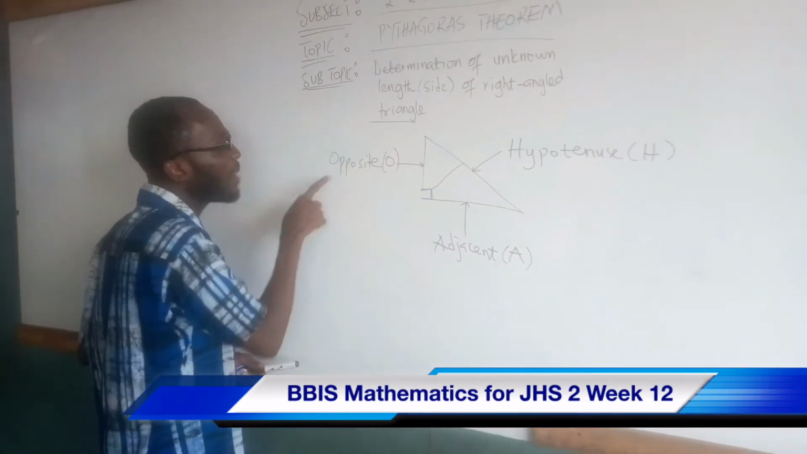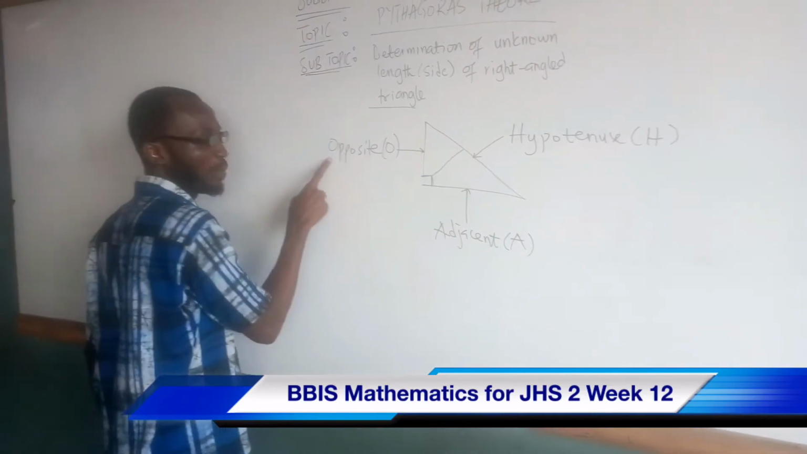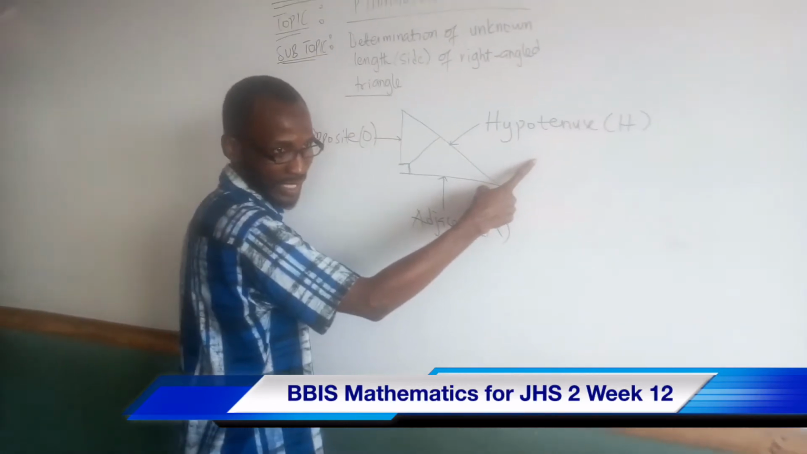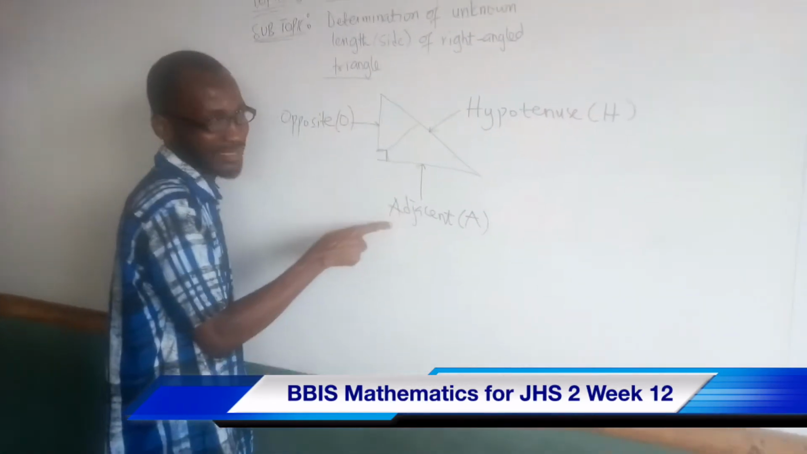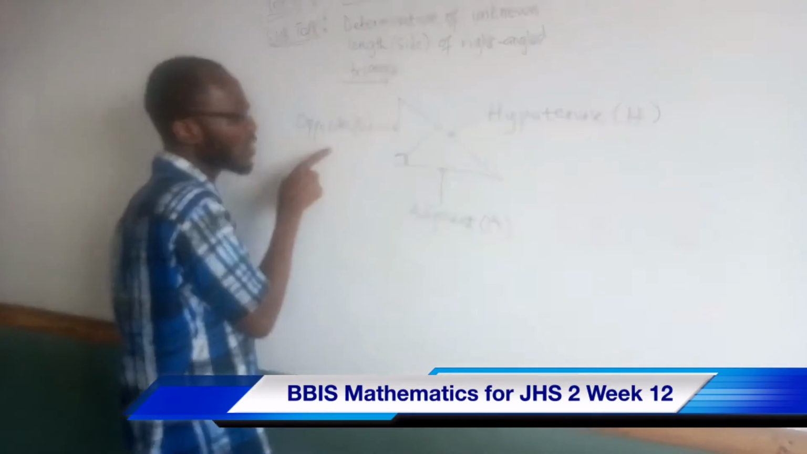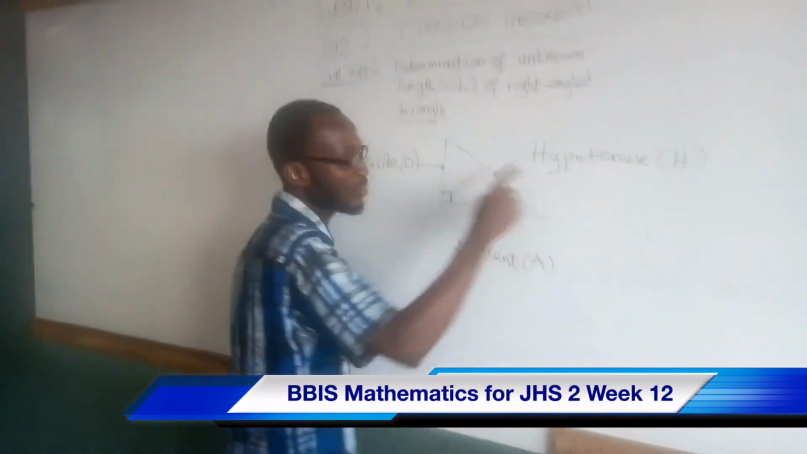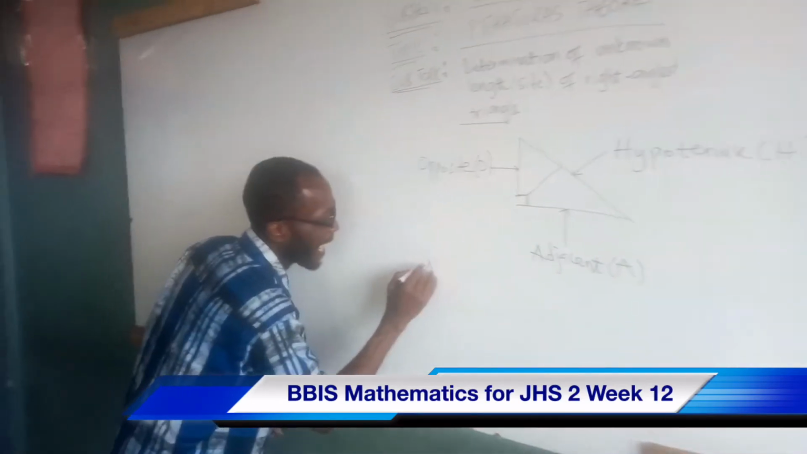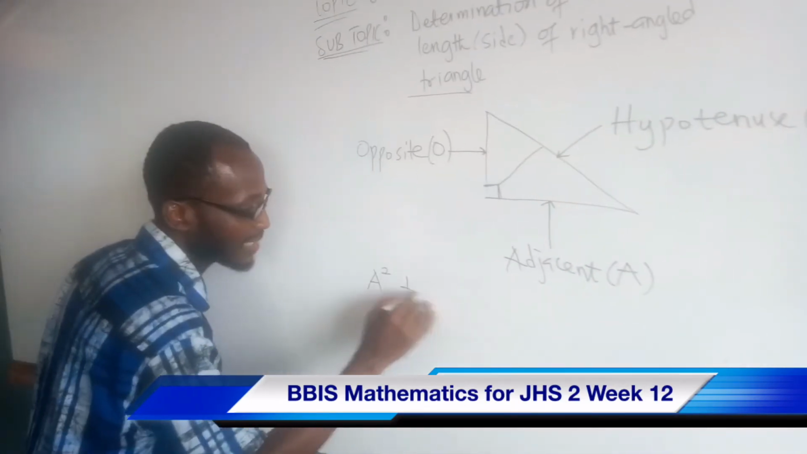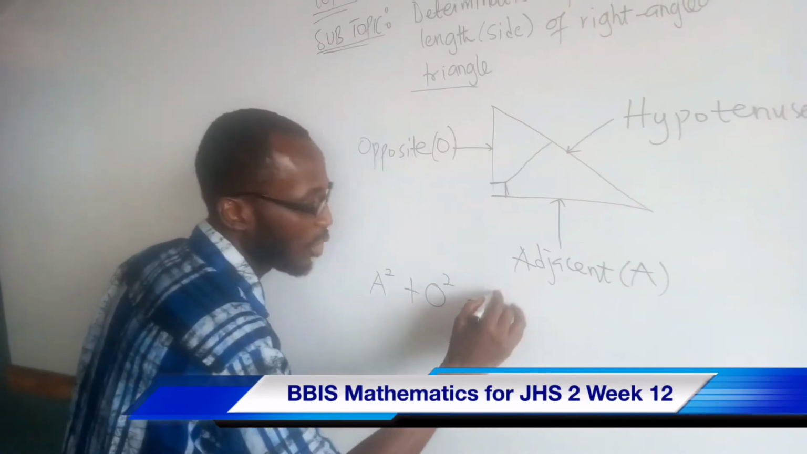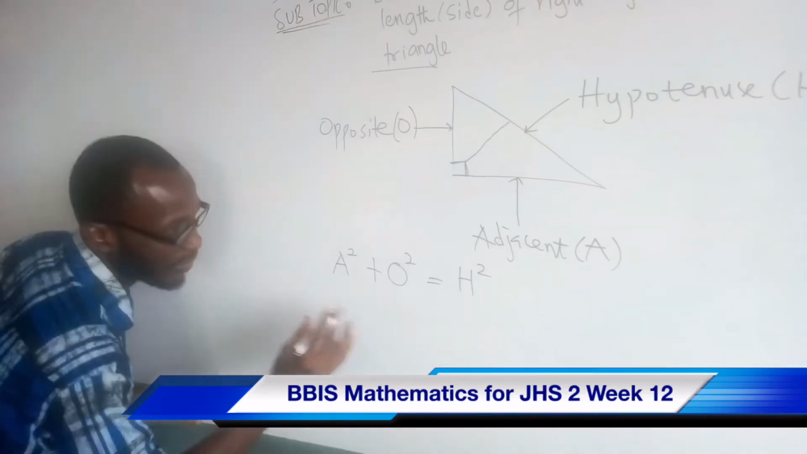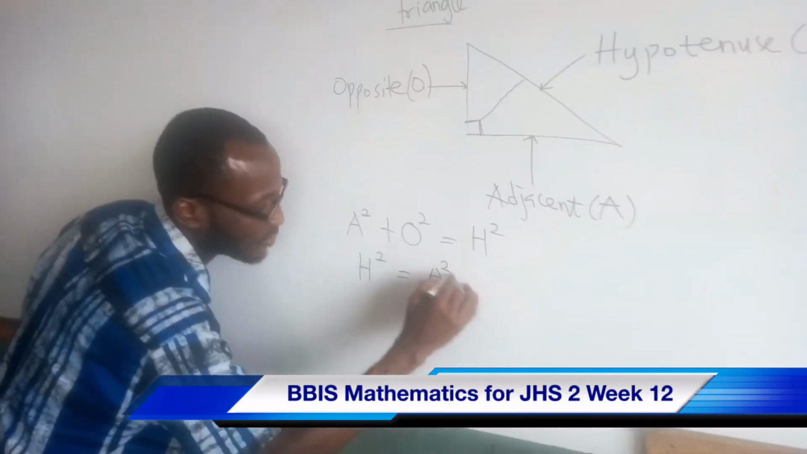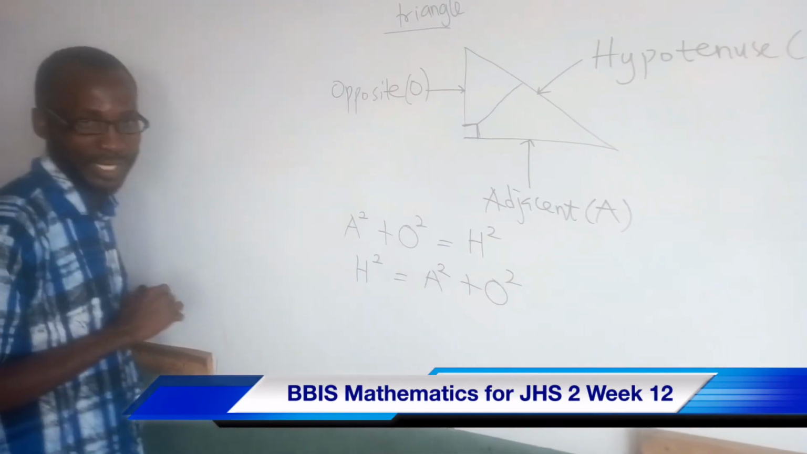He said that the sum of the squares of the opposite and the adjacent is equal to the square of the hypotenuse. He didn't say the sum of the opposite and adjacent. He said the sum of the squares. So first you have to square them before you sum them, and it's equal to the square of the hypotenuse. So you have adjacent squared plus opposite squared, giving you what? Hypotenuse squared. In other words, if you want to bring the hypotenuse first, hypotenuse squared is equal to adjacent squared plus what? Opposite squared, children.